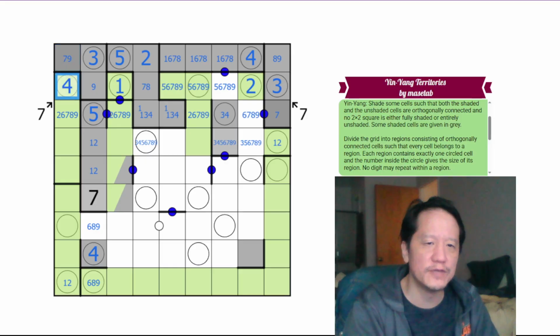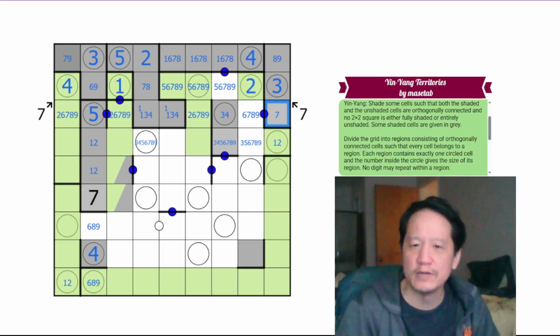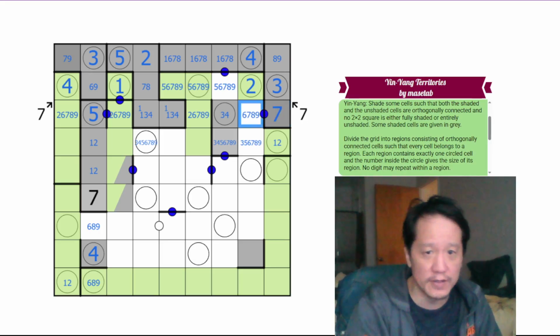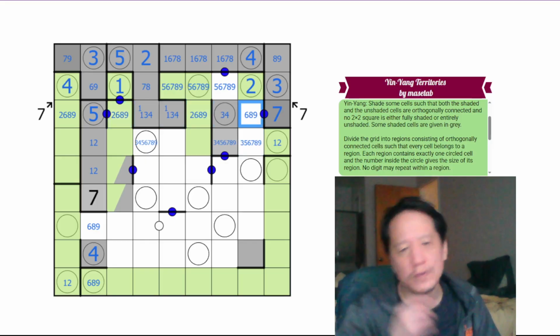So this would be 7, 9 with 6. So this is 8 or 9. Okay, so yeah, that was the problem. So this is 7, guaranteed. Which eliminates 7 in the rest of the row. Okay.